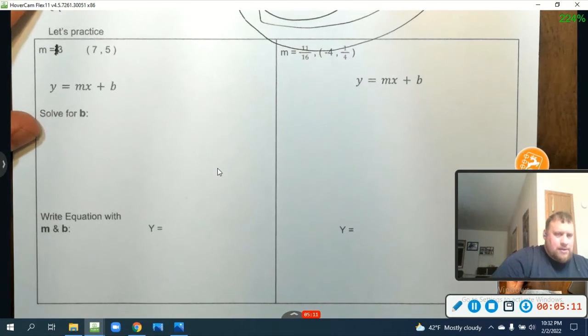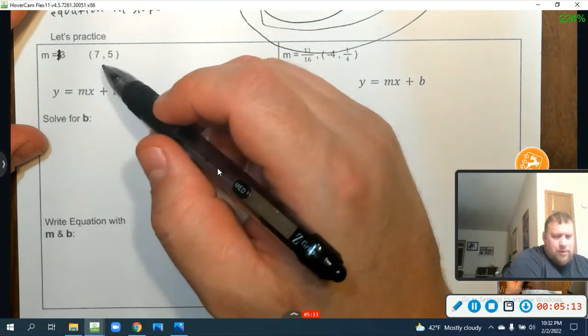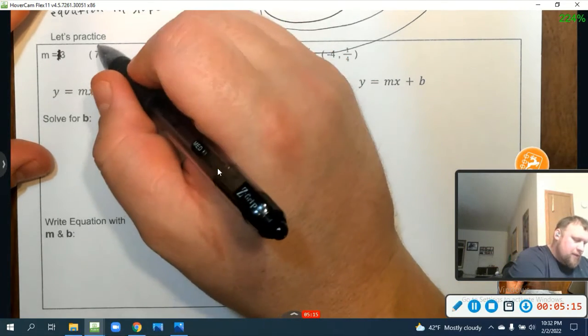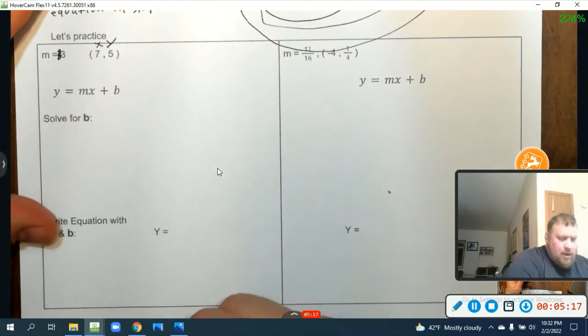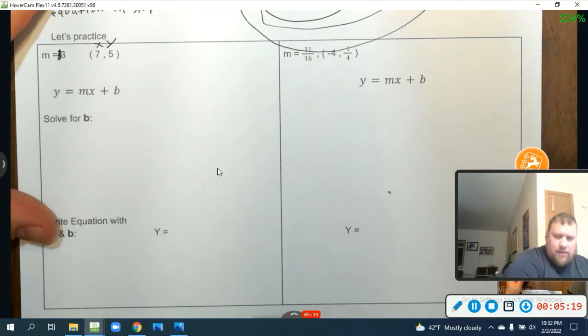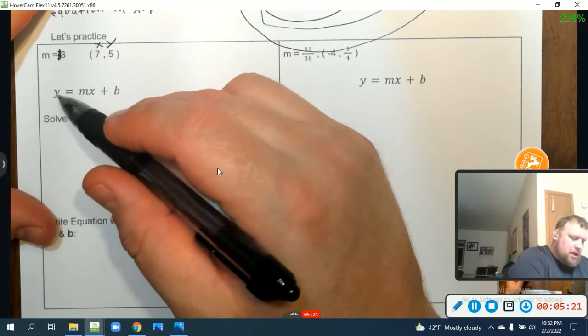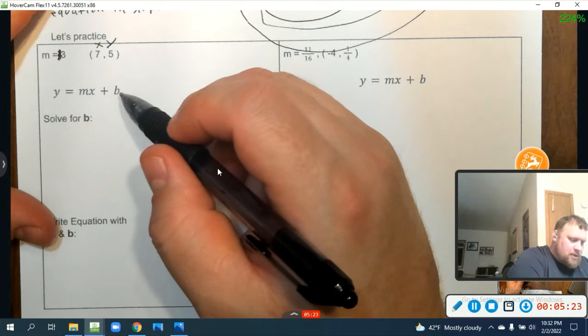And we're going to practice. So for m equals 3, my slope is 3, and I got the point (7, 5), which I'm going to write with x, y above it. What do we do? We've got to solve for b first, right? That's the first thing we do. So we're going to plug in our y, our m, our x, and our b.